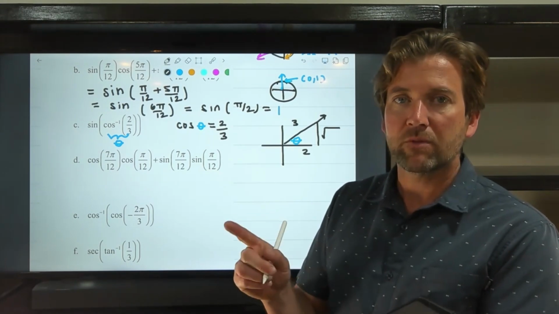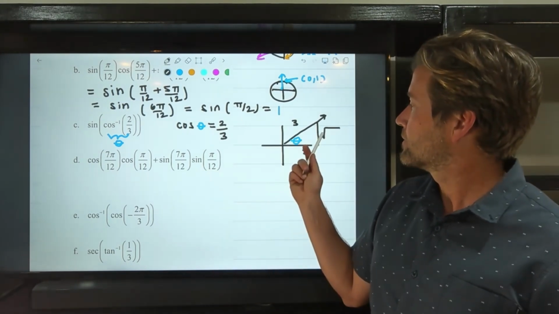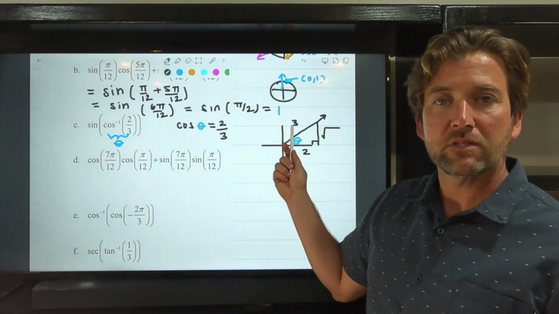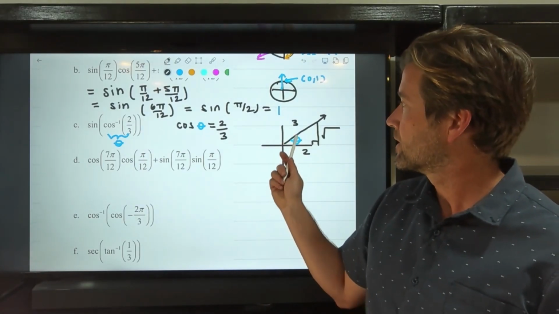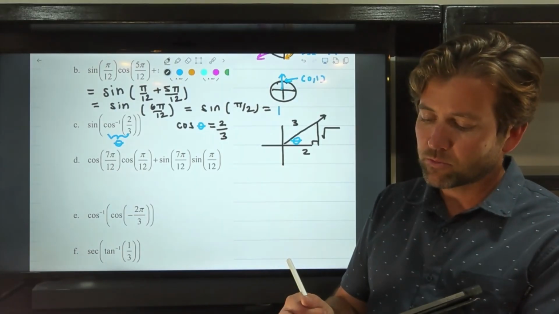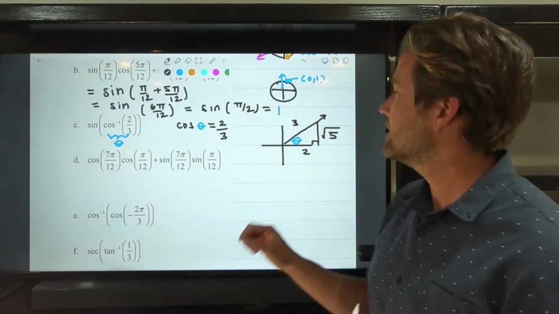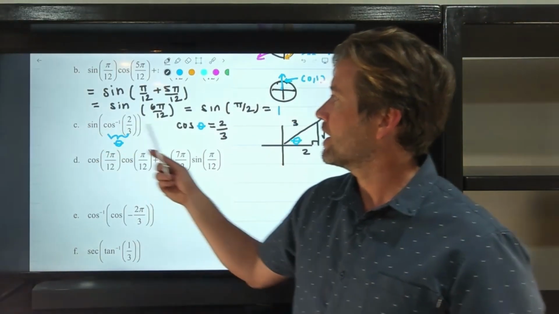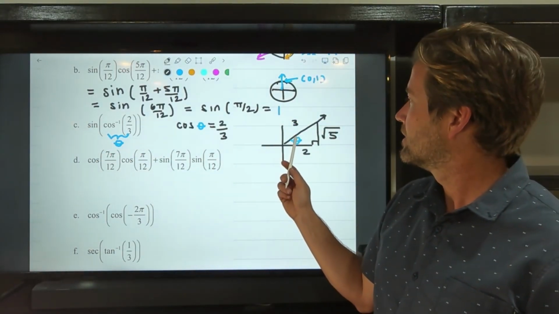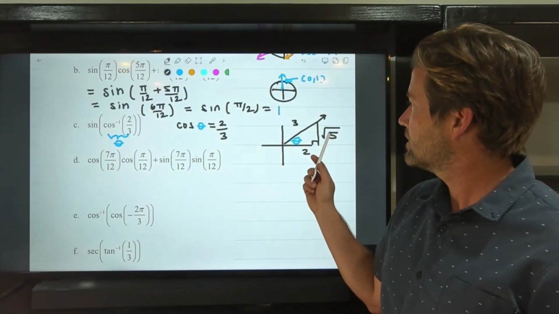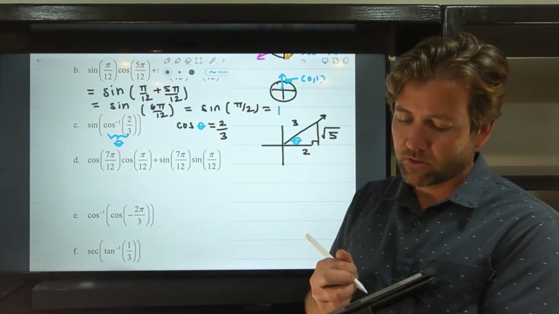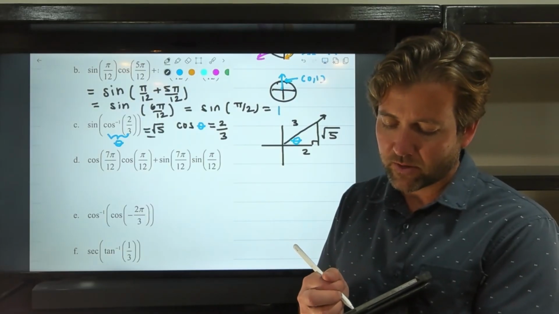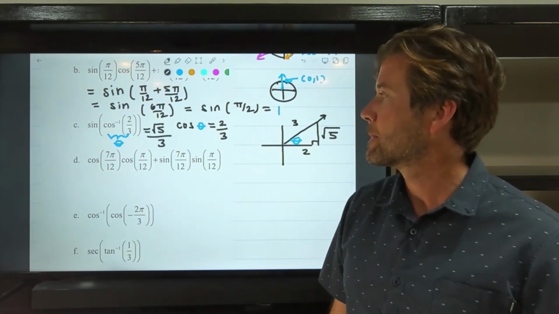I'm going to use the Pythagorean theorem to figure out this missing side. 3 squared is 9. 2 squared is 4. 9 minus 4 is 5. This will be rad 5. It's not going to be negative rad 5 because I'm going up. Now this says, what's the sine of this angle theta? So it's the opposite over the hypotenuse. The answer is rad 5, or the square root of 5, divided by 3.